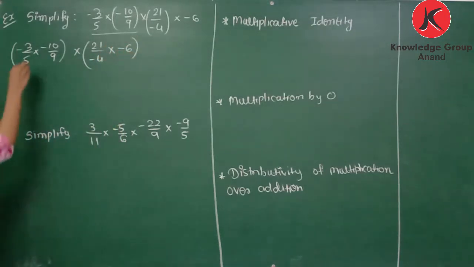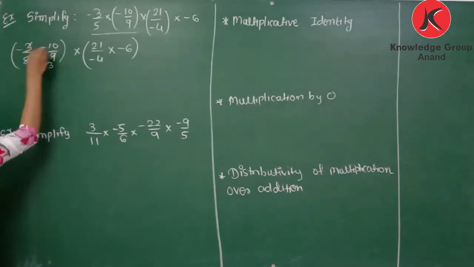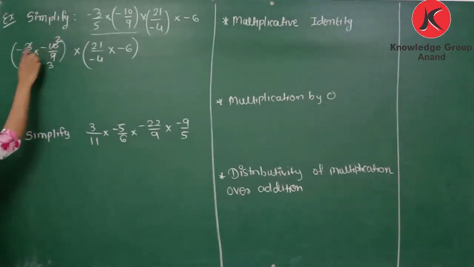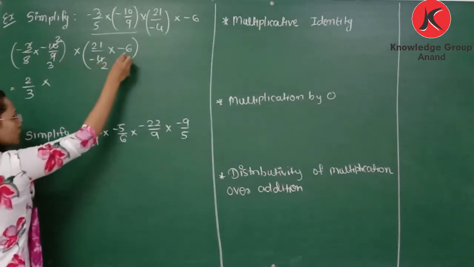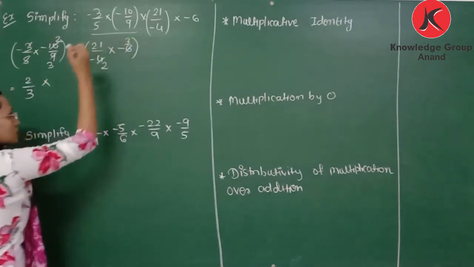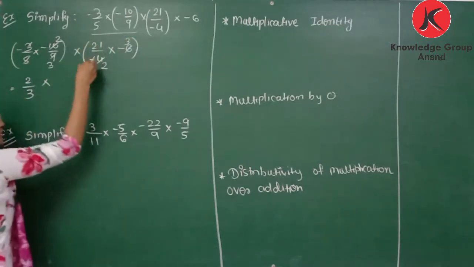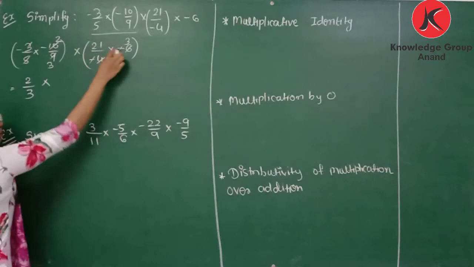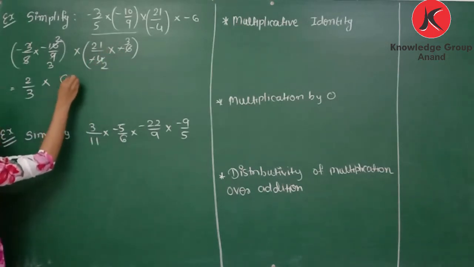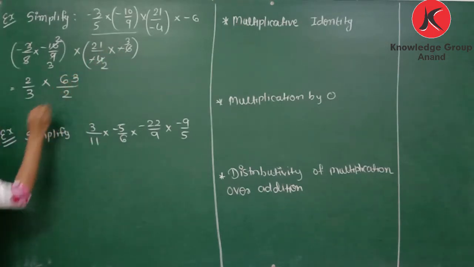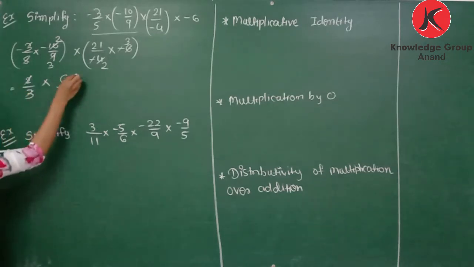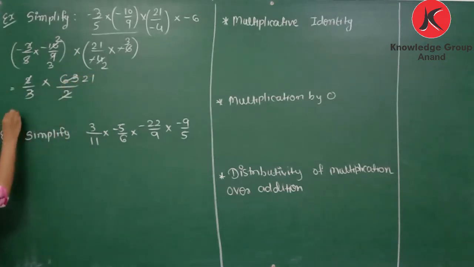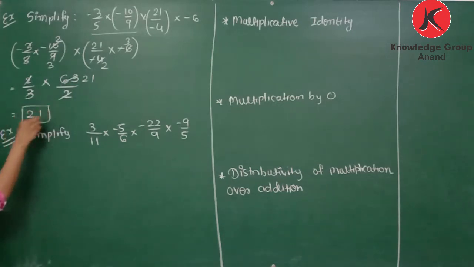Now let's start here. 3 3s are 9, 5 2s are 10. Minus minus become plus, so it is 2 by 3. Now multiply next. 2 2s are 4, 3 2s are 6. Okay. Here minus minus will be cancelled out. Now multiply 21 with 3, it is 63, divide by 2. Here we can cancel out this 2. 21 3s are 63, so here answer is 21.